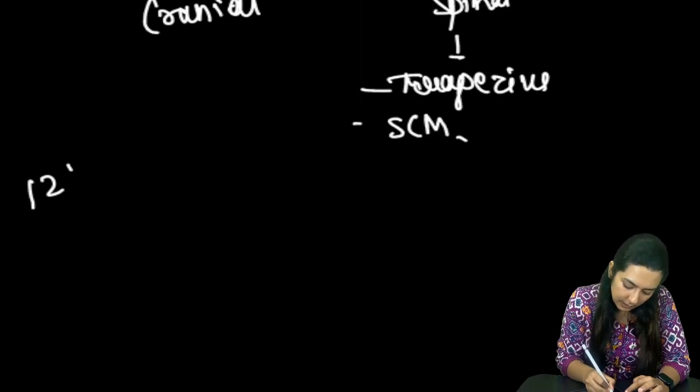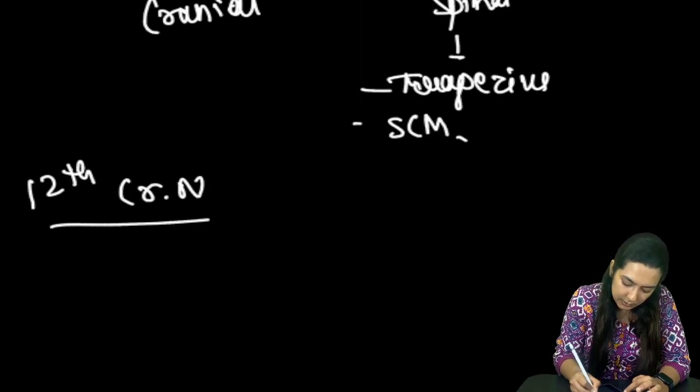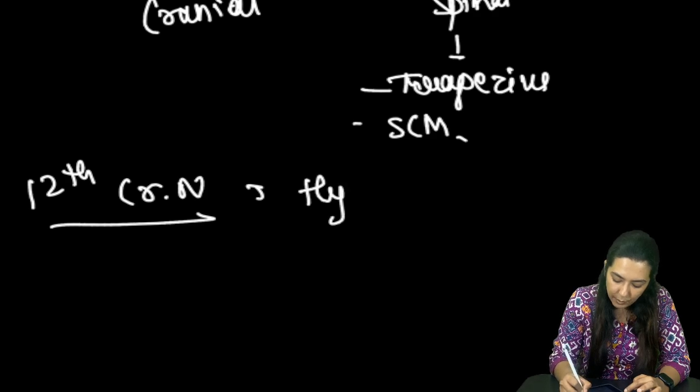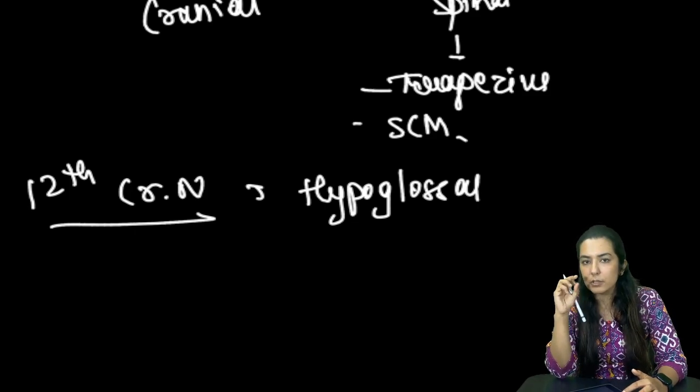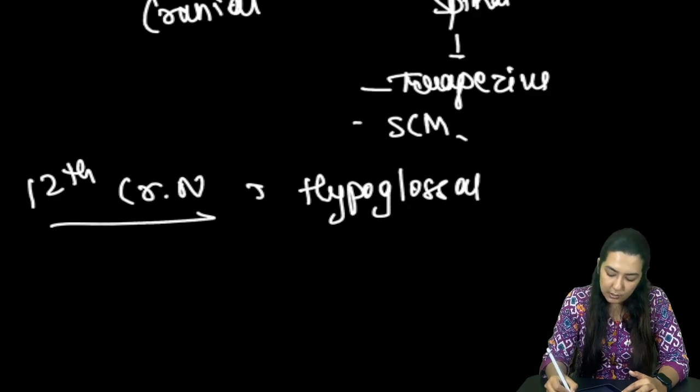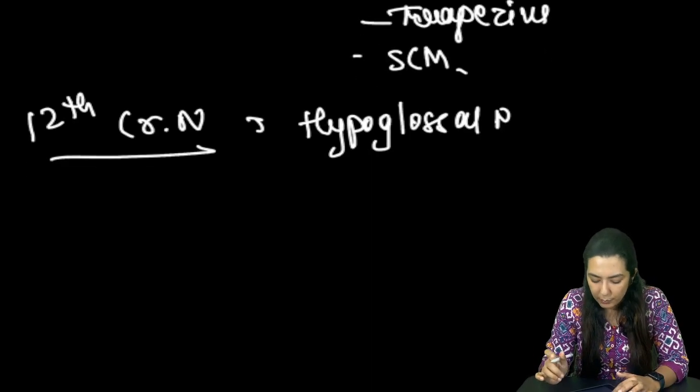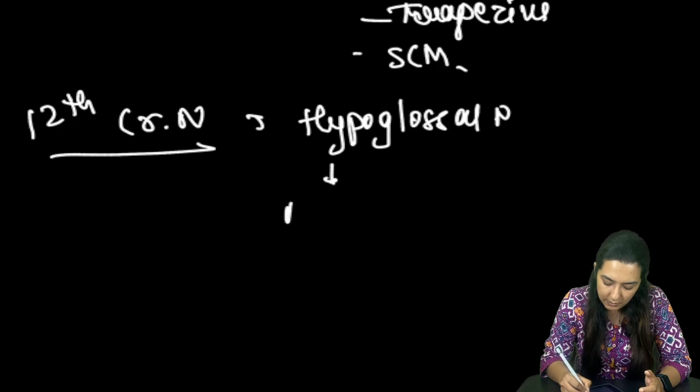Okay, the 12th cranial nerve is again a pure motor nerve supplying the tongue. It is known as the hypoglossal nerve. So 9, 10, 11, as I told you, their nuclei together are known as nucleus ambiguus. They leave the skull through the jugular foramen. The hypoglossal nerve will leave the skull through the hypoglossal canal. It supplies the muscles of the tongue.